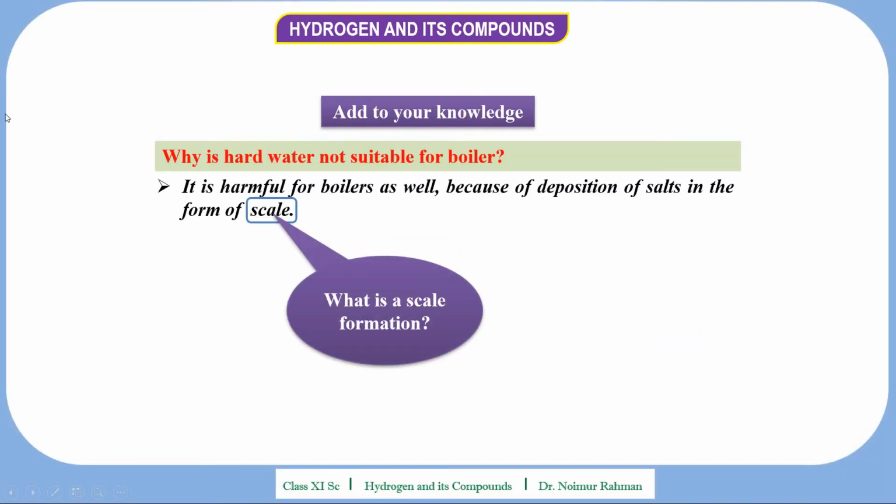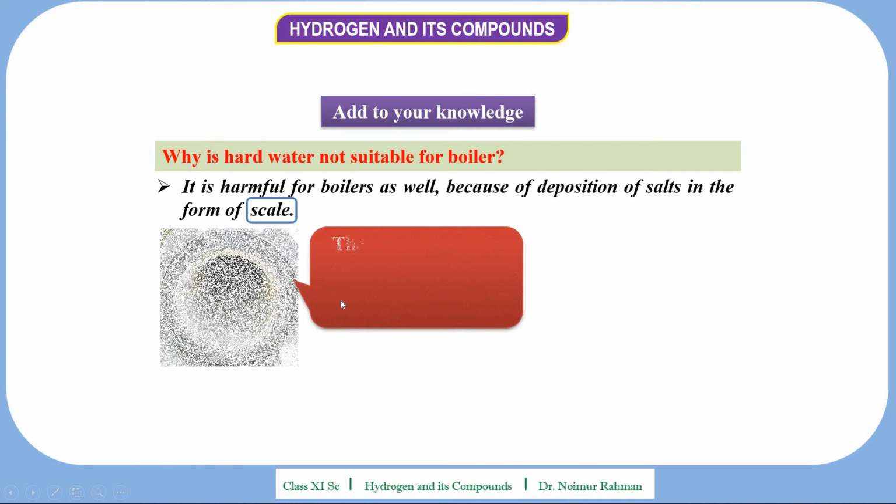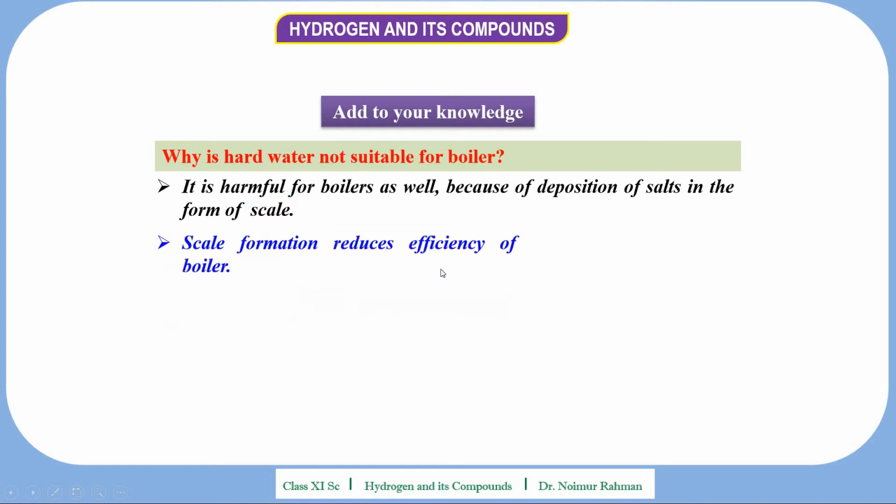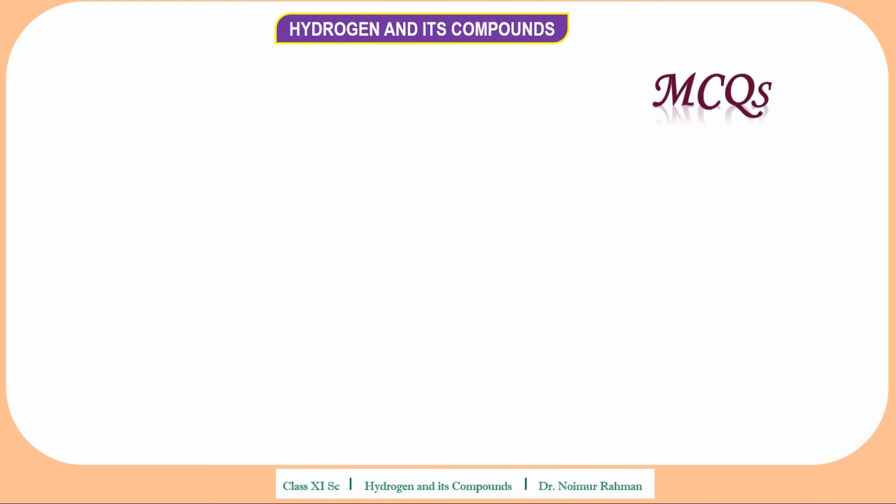Now, why is hard water not suitable for boiler? It is harmful for boilers as well because of deposition of salts in the form of scale. What is scale formation? Scale formation is the accumulation of unwanted material on a solid surface, as you can see in the given picture. Scale formation reduces efficiency of boiler.